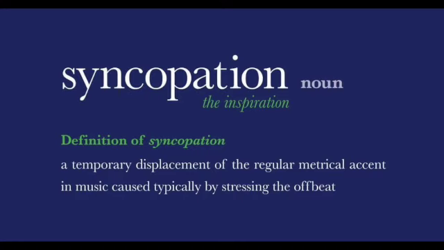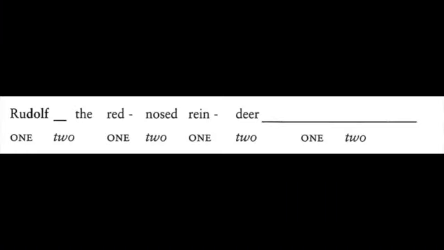Or the syncopation can occur in between the beats, 1 and 2, as with Rudolph the Red-Nosed Reindeer. 1 2 1 2 1 Rudolph 2 the Red-Nosed Reindeer 1 2. So in that example, the syncopation is on Dolph, Rudolph. We kept the strong beats on beat 1 moving forward.